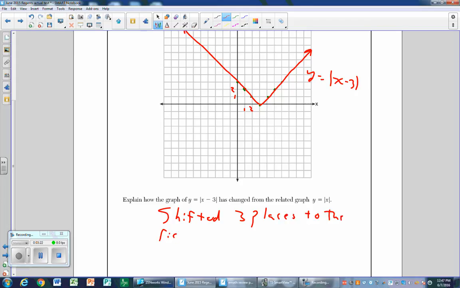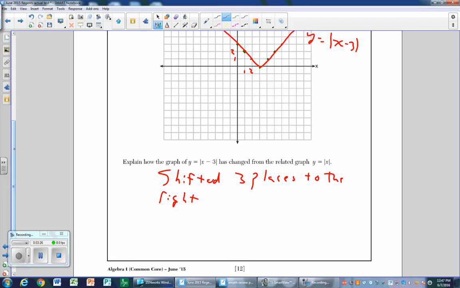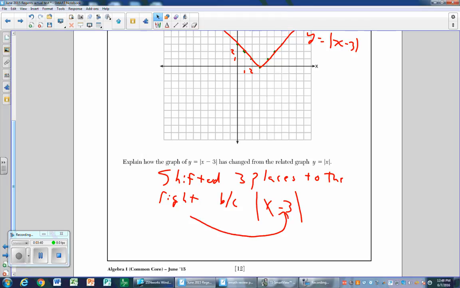Now, if we wanted a little bit further explanation, why did it shift 3 places to the right? Because inside the absolute value, there was the x minus 3, and the minus 3 made it go to the right. If it was plus 3, it would go to the left. Inside, we go the opposite direction, left to right.